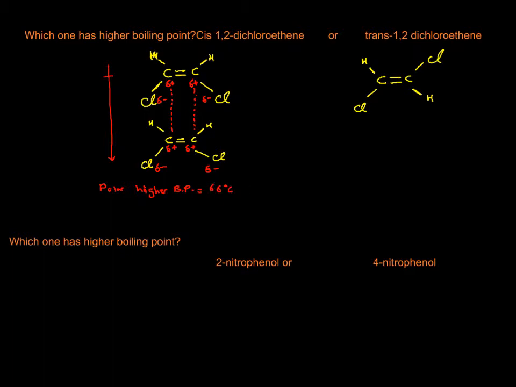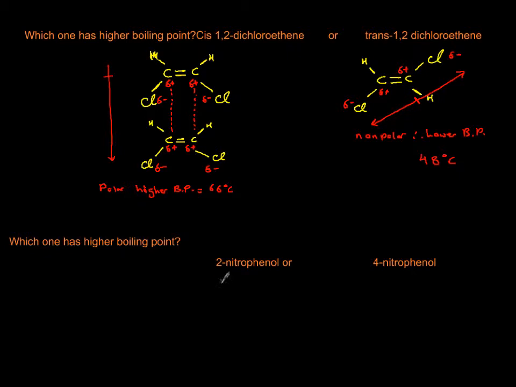If you look at the case of trans, the carbon is slightly positive, chlorine is negative, positive, negative. What they do is cancel each other out. So this is a non-polar molecule. The dipole moments cancel each other out. So this is non-polar, therefore lower boiling point, and the boiling point for this is actually 48 degrees Celsius.